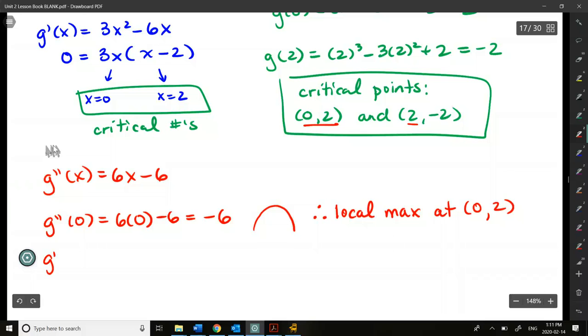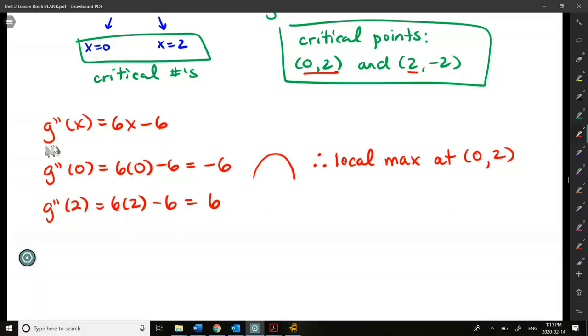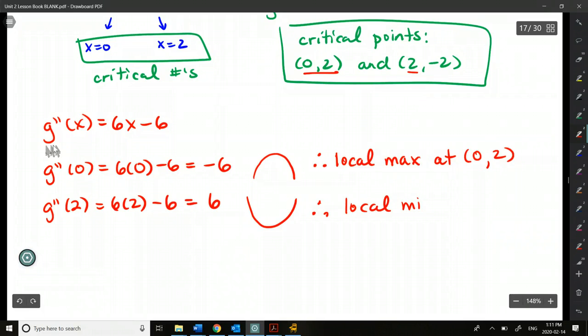Okay, and then we'll evaluate g prime prime at 2. We get 6. And when the second derivative is positive, this should tell us that this area is concave up. So therefore, we must have a local min there.